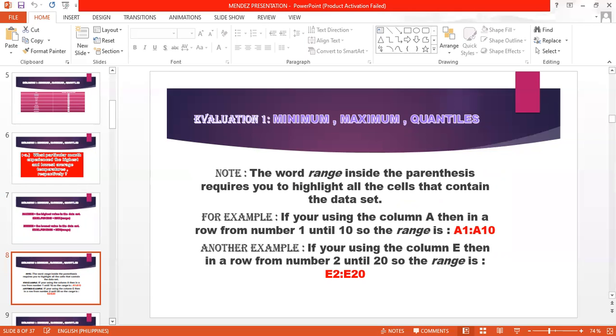For example, if you're using column A, and in a row from number 1 to 10, the range that you're going to include is A1 to A10. Another example, if you're using column E, and in a row from number 2 until 20, the range is E2 to E20. Always remember that we should be mindful in including the range. Look at the column and the row where you include your data set, and that will be your range. Since we know already the contrast between minimum and maximum with its Excel functions, now come with me and let's solve our evaluation 1.